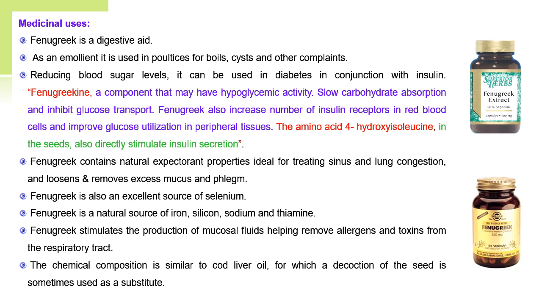It is a natural source of iron, silicon, sodium, and thiamine. Also, fenugreek stimulates production of mucosal fluid, helping to remove allergens and toxins from the respiratory tract. The chemical composition of fenugreek is similar to cod liver oil, for which a decoction of the seed can be used as a substitute for cod liver oil.